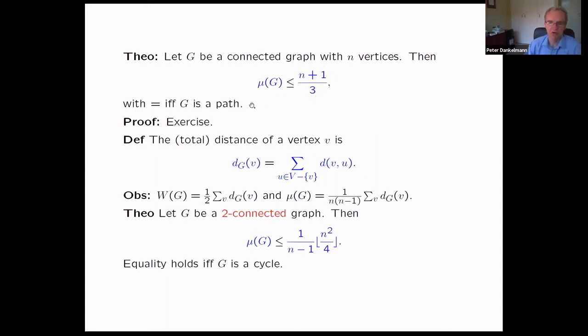So a well-known theorem proved by many people. I couldn't fit in all the names, that's why I didn't put it in, but it's really more an observation. It says that the average distance of a graph with n vertices is at most (n plus 1) over 3, and that we have equality if and only if our graph is the path.